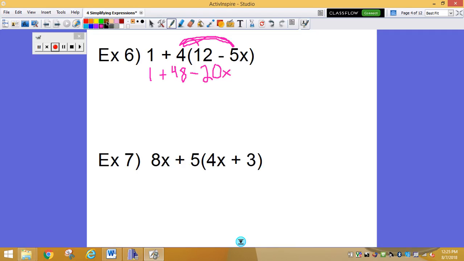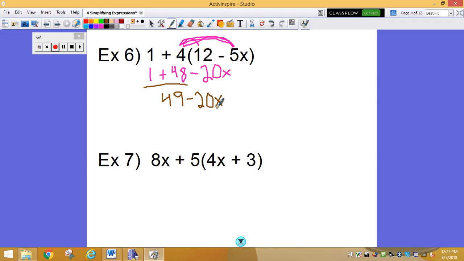Okay? Now I want to see what I can combine. Well, I can combine these two whole numbers. 1 plus 48 is 49. And then I'm going to bring down minus 20x.